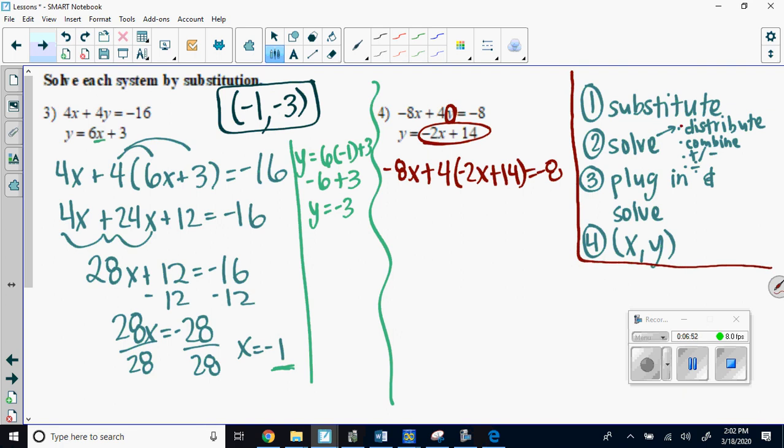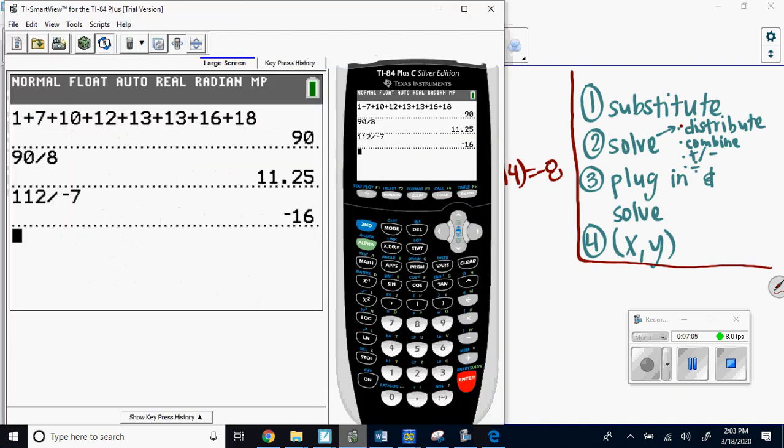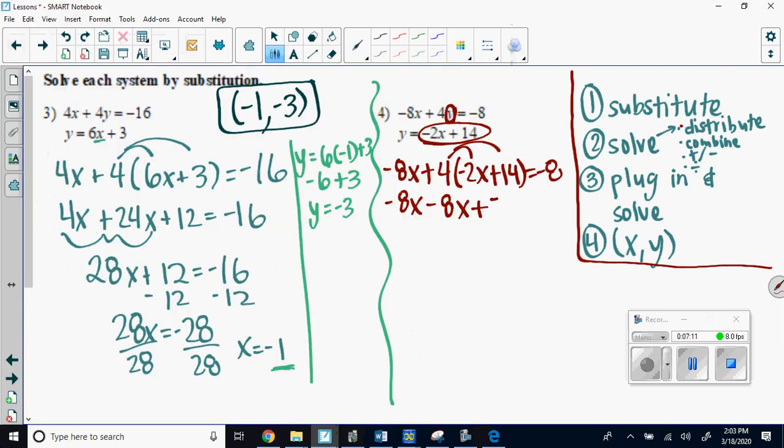Then we need to distribute. Pay attention to your negatives as you do that. We have negative 8x minus 8x plus 4 times 14 is 56 equals negative 8.